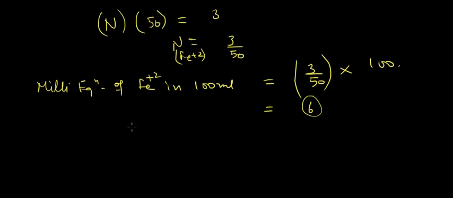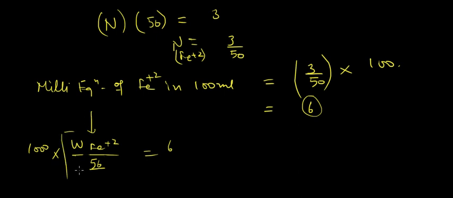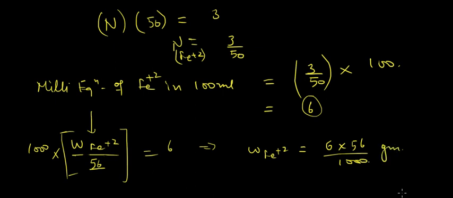Now, as you know, milli equivalent can also be written as weight of the solute, which is Fe2+ in this case, divided by equivalent weight of Fe2+. Equivalent weight of Fe2+ would be 56, as the n factor of Fe2+ in the reaction was 1. So weight divided by 56 should be equal to 6. Obviously this is milli equivalent, so you have to multiply it with 1000. So this gives us weight of Fe2+ as 6 into 56 divided by 1000 grams.